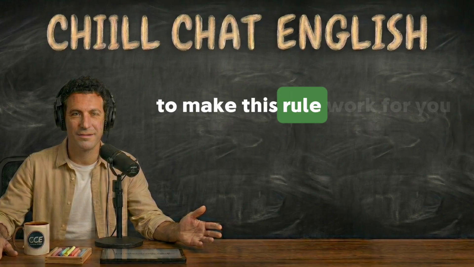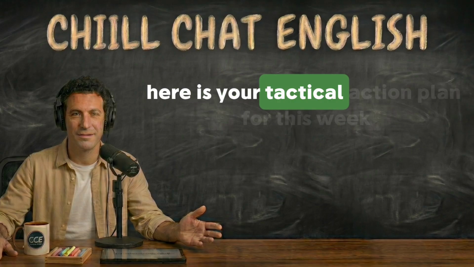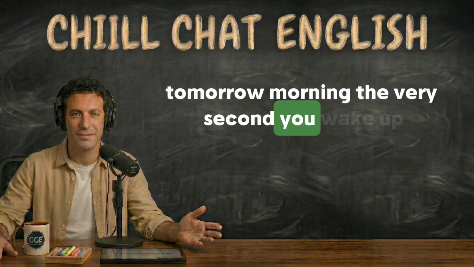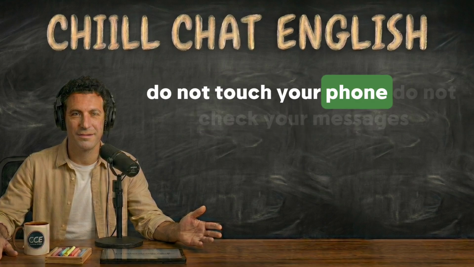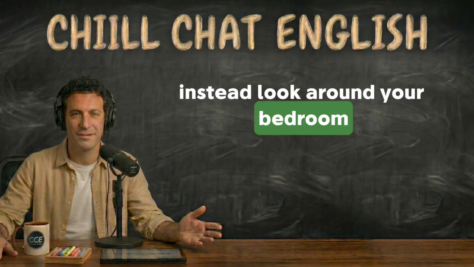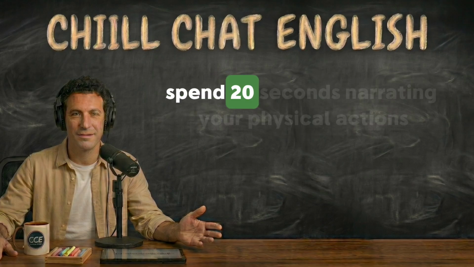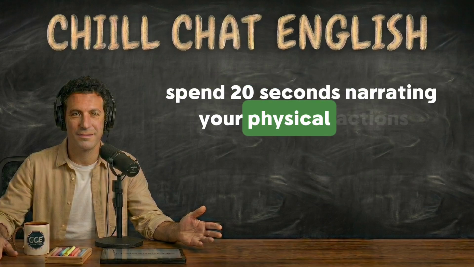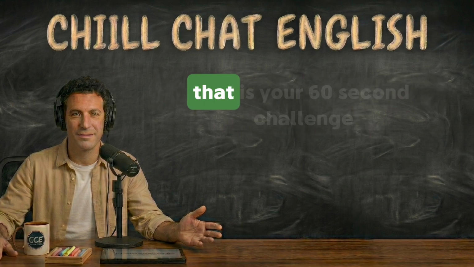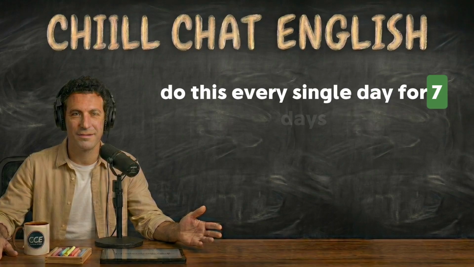To make this rule work for you, you must be consistent. Here is your tactical action plan for this week. Tomorrow morning, the very second you wake up, do not touch your phone. Do not check your messages. Instead, look around your bedroom. Spend 20 seconds labeling objects. Spend 20 seconds narrating your physical actions. Spend 20 seconds anchoring your emotions. That is your 60-second challenge. Do this every single day for 7 days.